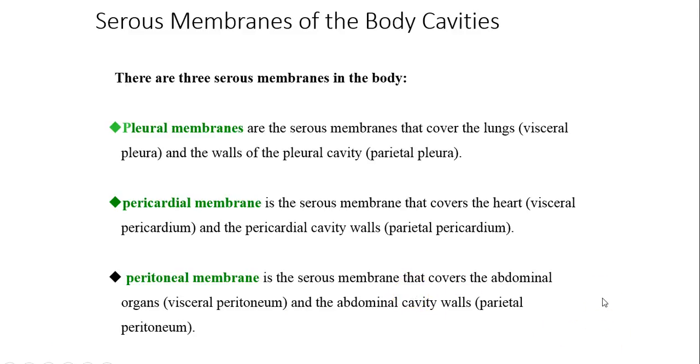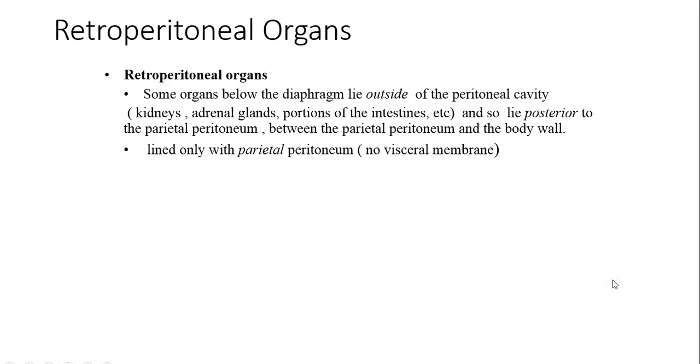So you have a visceral peritoneum that is going to be draped over the surfaces of these visceral organs, these abdominal organs, and then the parietal peritoneum is going to line the abdominal cavity wall. There are some structures that lie outside of the peritoneal cavity, like kidneys and adrenal glands and things like that, and so they are lined only with parietal peritoneum.